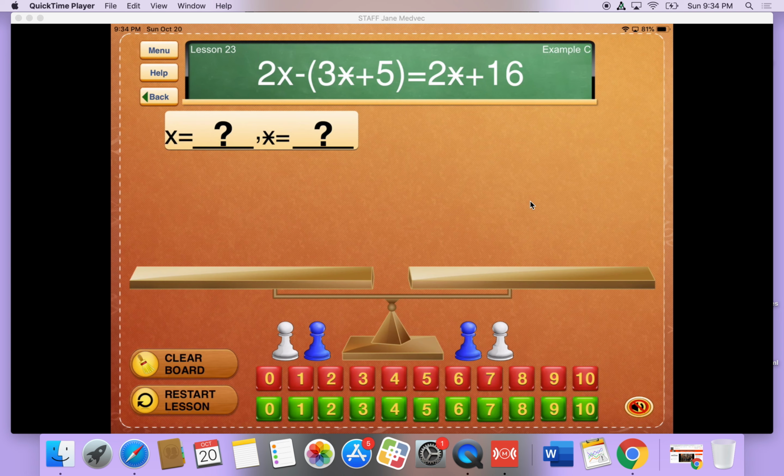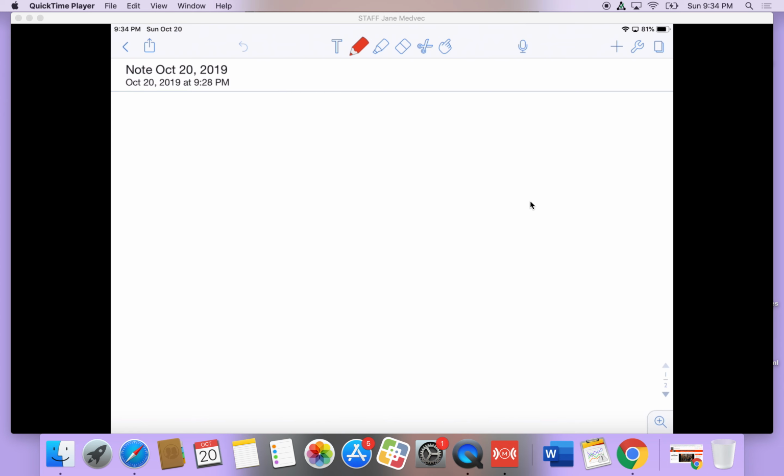So what we're going to do first of all is go into Notability. Again, we're going to do our first name and last name, then the hour, whatever hour you're in, and then we're going to put lesson 23 and 1 through 10. Please make sure that you label all of your lessons so that we know exactly what lesson you're handing in.